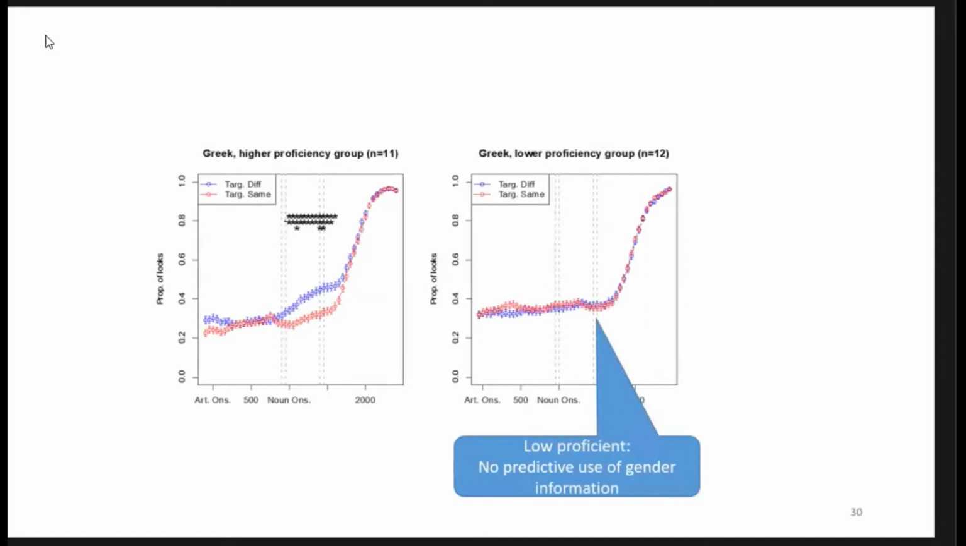They also looked at low proficiency speakers, and these are Greek speakers in both graphs, but the ones on the right are lower proficiency. And you see that the two lines are exactly on top of each other, so they don't use case, I mean gender, predictively there at all. So this suggests that based on your L1, you know, you treat certain cues differently, and that will affect your predictive behavior.